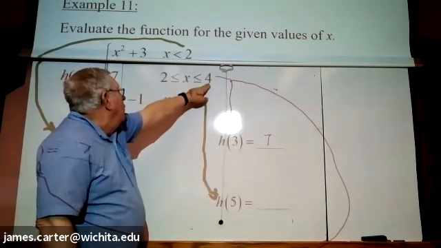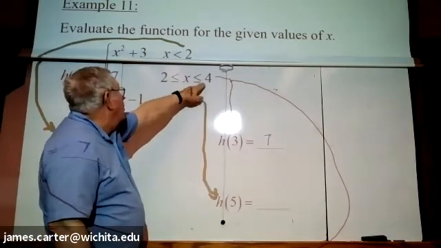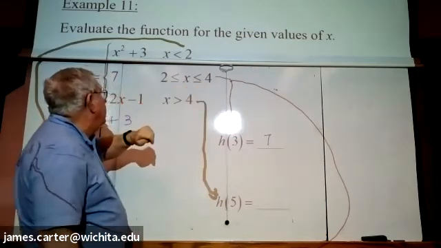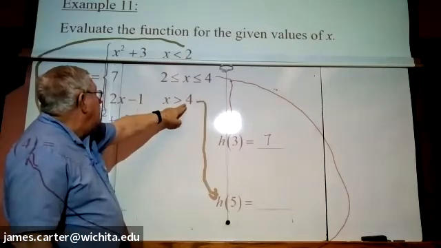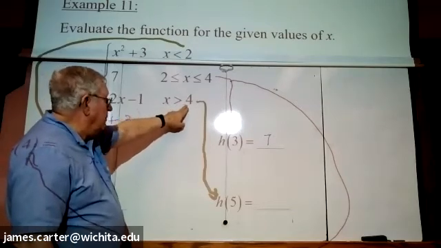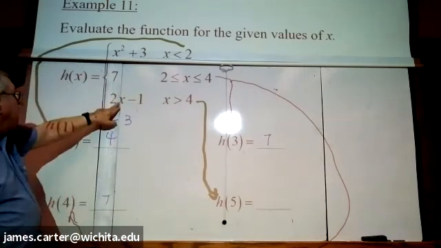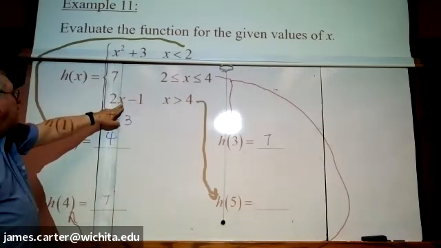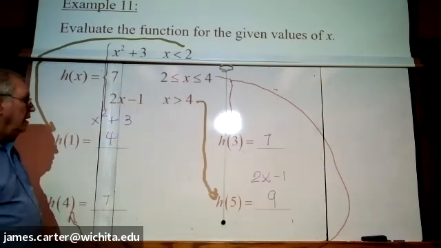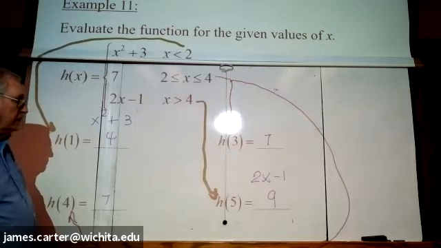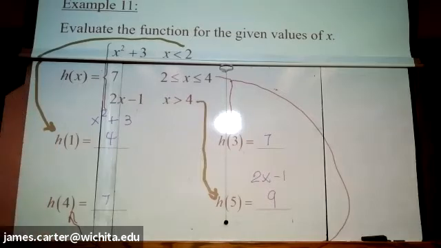Let me start all over. 5 won't work with this one because 4 is the biggest it can be. In this case, 4 is the smallest it can be, so 5 will work with it. So we put 5 into this equation. 2 times 5 is 10 minus 1, and we get 9. So that's what we call evaluating piecewise equations.